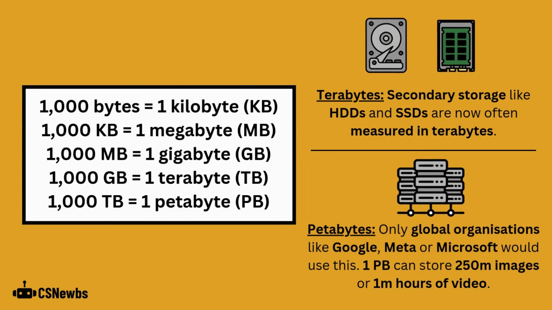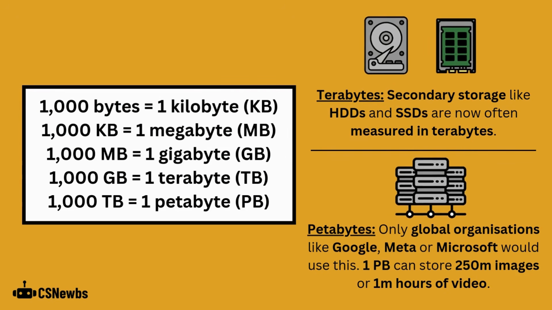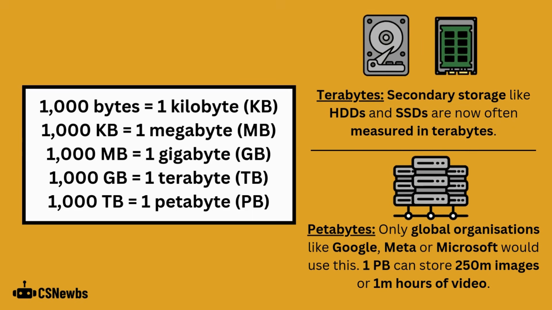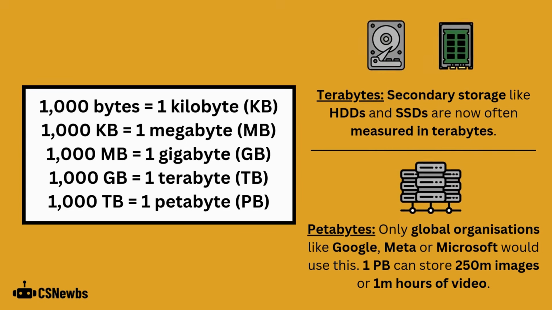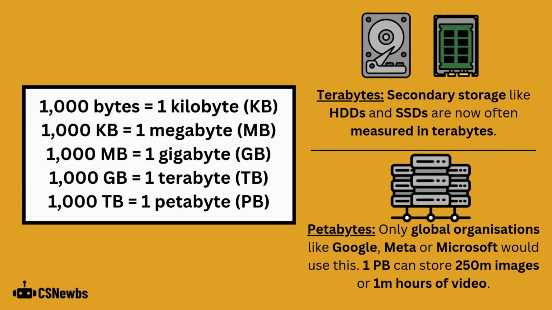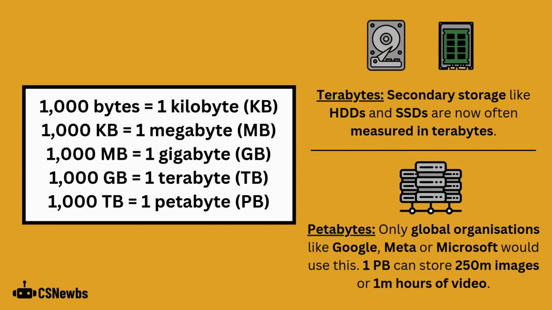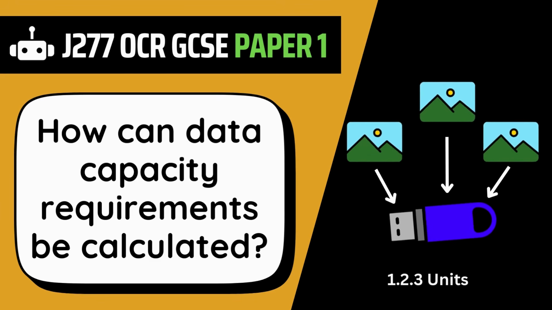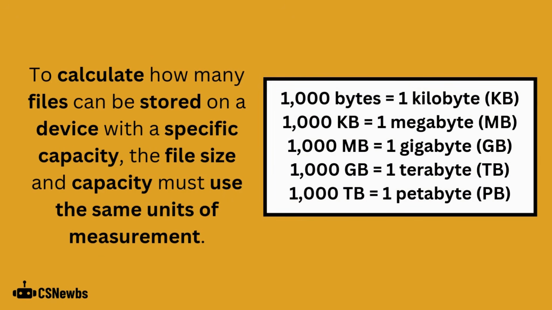Secondary storage like hard disk drives and solid-state drives are now often measured in terabytes. Only global organizations like Google, Meta, or Microsoft would use petabytes. 1 petabyte can store roughly 250 million images or 1 million hours of video. To calculate how many files can be stored on a device with a specific capacity, the file size and capacity must use the same units of measurement. Here is a reminder of the key measurements you need to know.